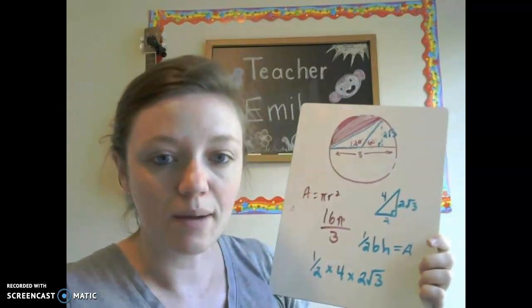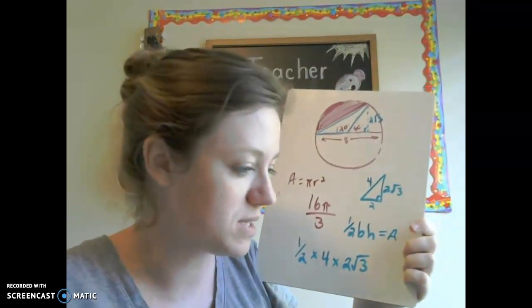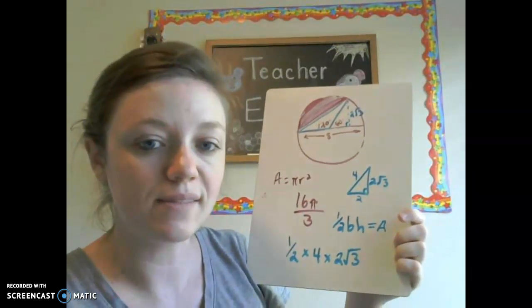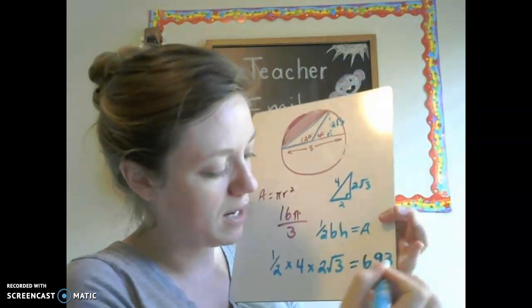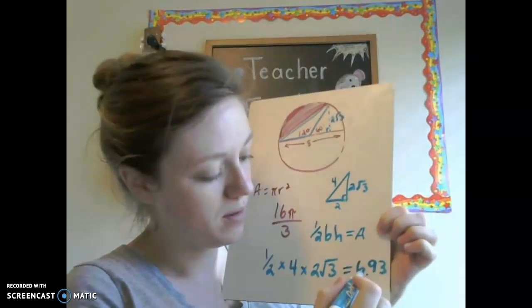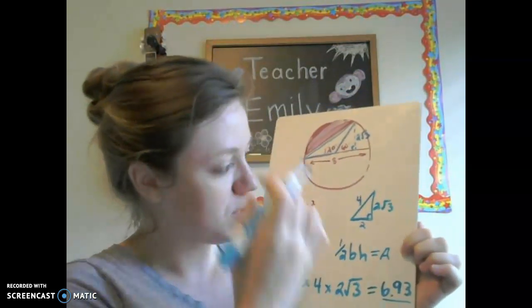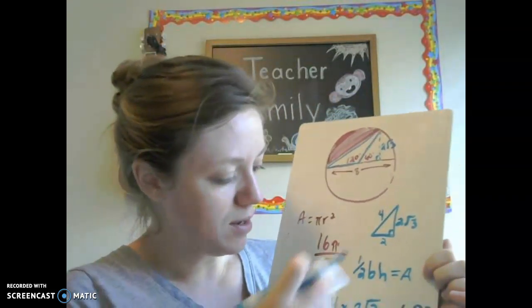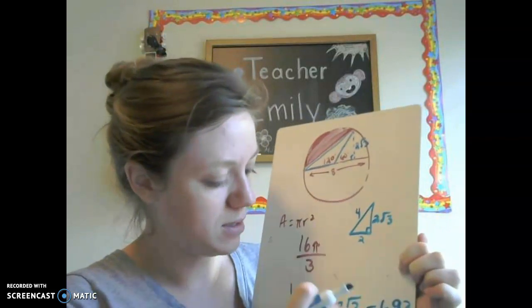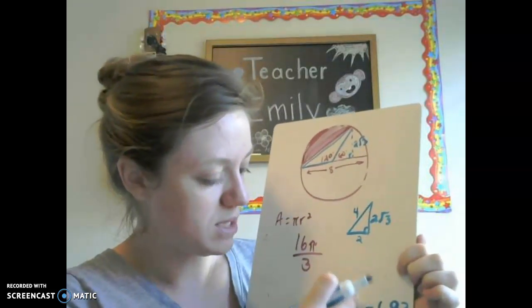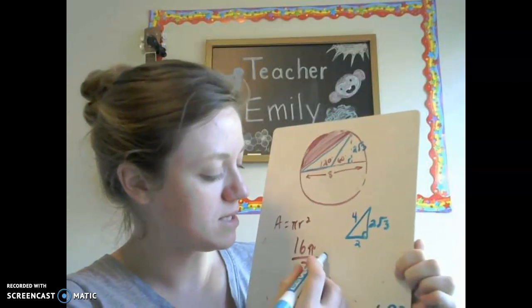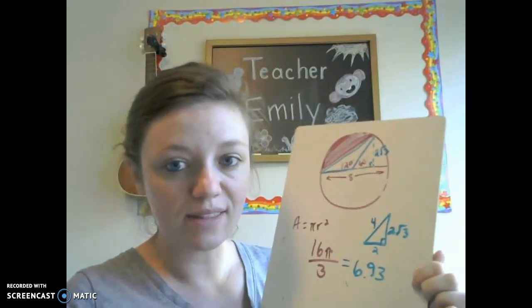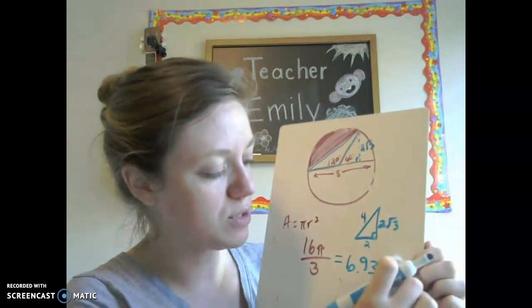Now I'm going to pause and calculate that, because it's asking us to round our answers to the nearest whole number. When I calculated it, I got about 6.93. So that should be the area of this triangle. This is the area of the entire pizza slice, and this is the area of just that triangle. When we subtract that triangle from the pizza slice, it should leave us with the shaded area.